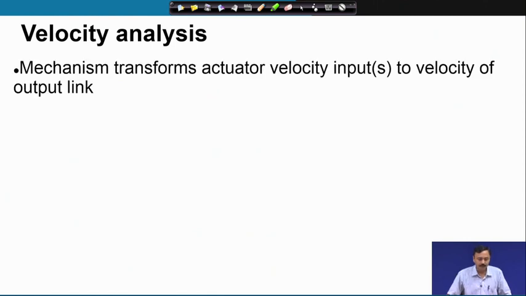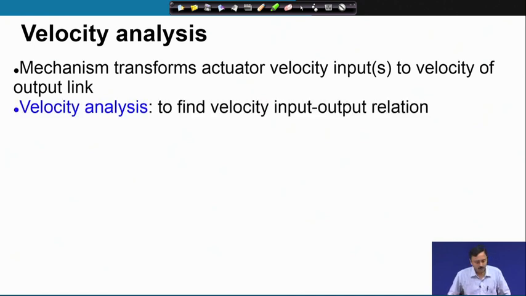As you know, a mechanism transforms actuator velocity inputs. So, there can be multiple actuators and these actuators provide velocity inputs. You can think of actuators providing velocity inputs which are transformed by the mechanism to the output link. So, the velocity analysis problem is to find out the velocity input output relations.